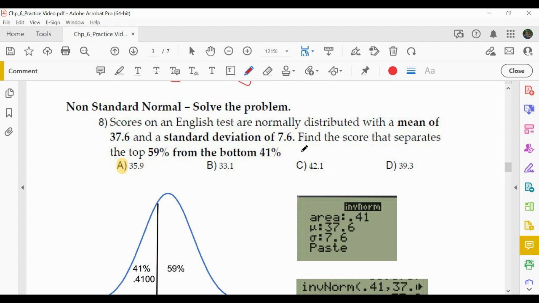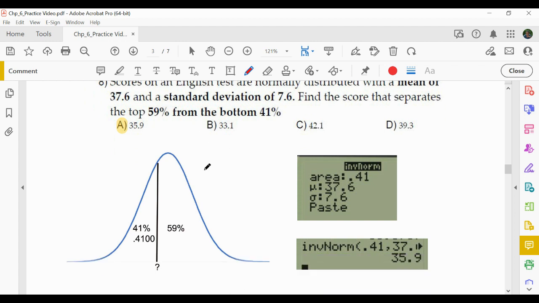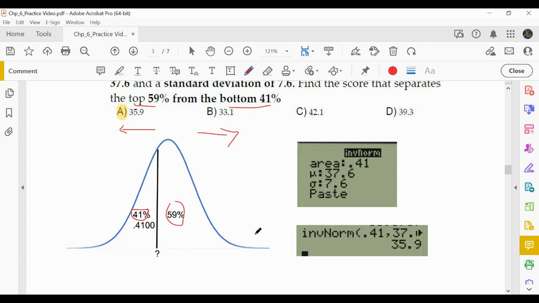Scores on the English test. Here we get still a non-standard normal. Mean of 37.6, standard deviation is 7.6. Find a score that separates the top 59%. Top is going to be to my right, bottom is going to be to my left. Can I make sense? Top 59% is to my right, so bottom is to my left. This is the score that separates the two.